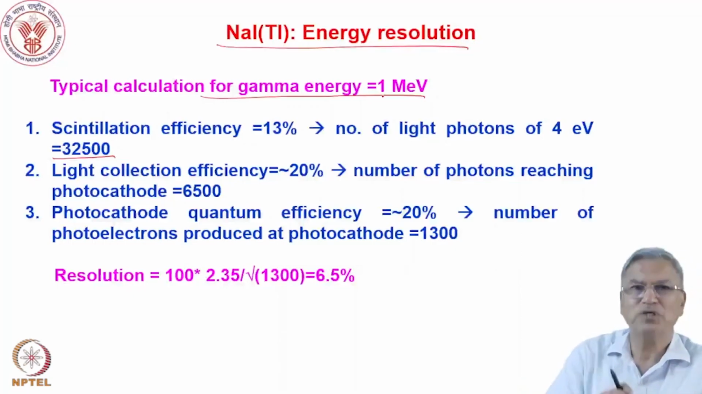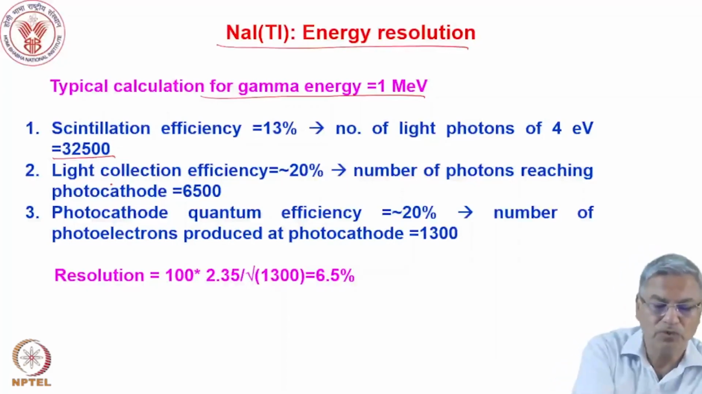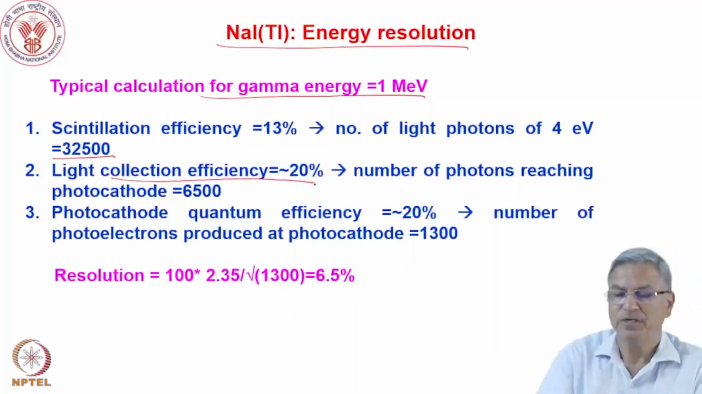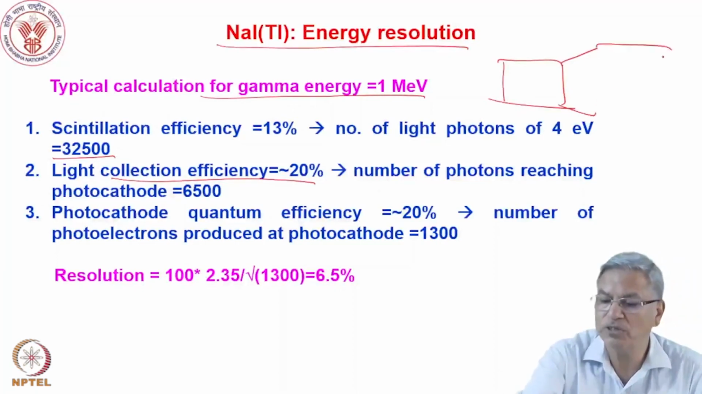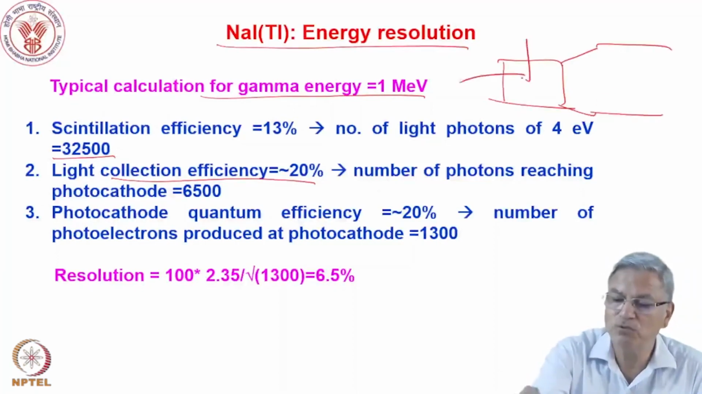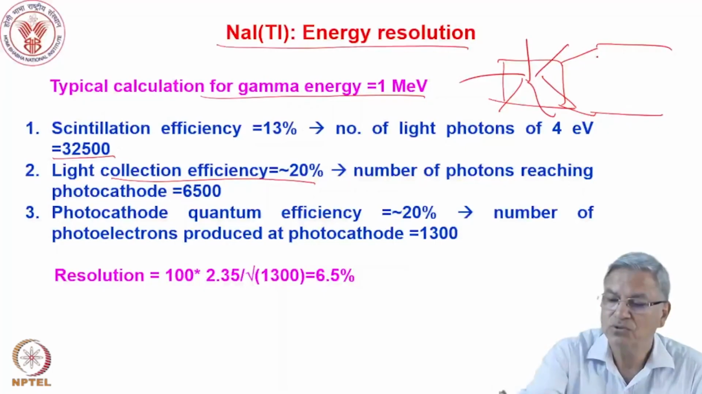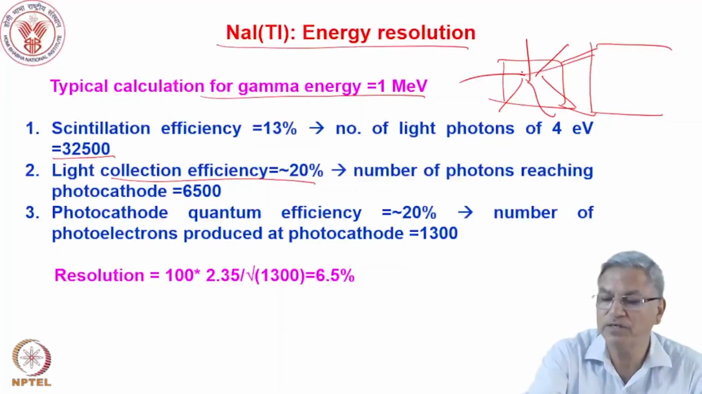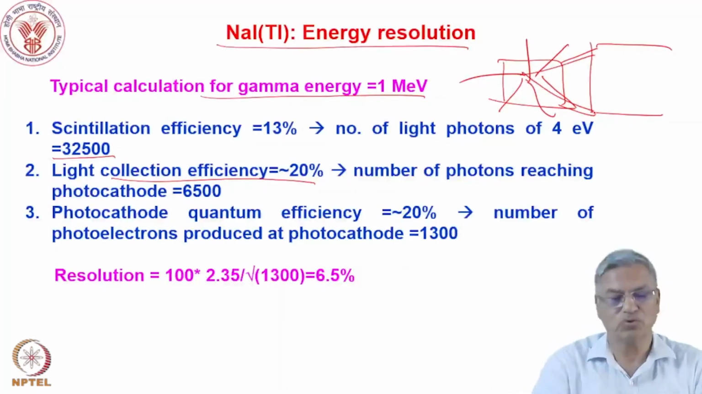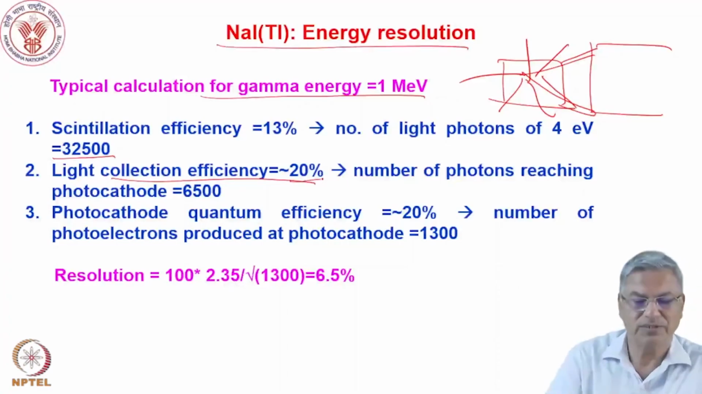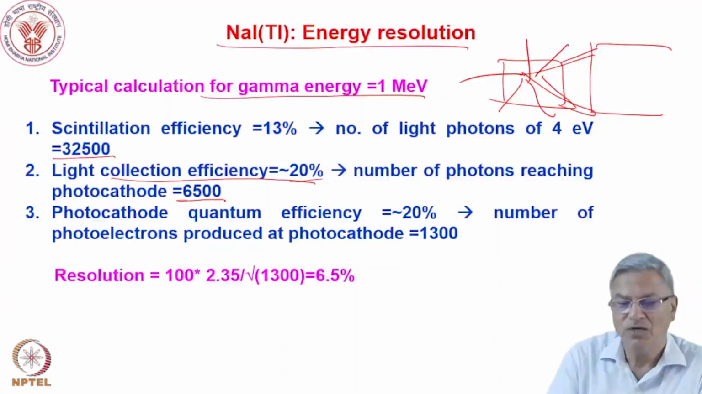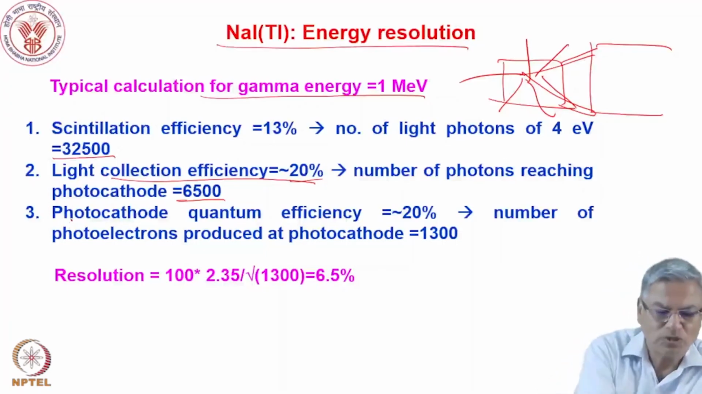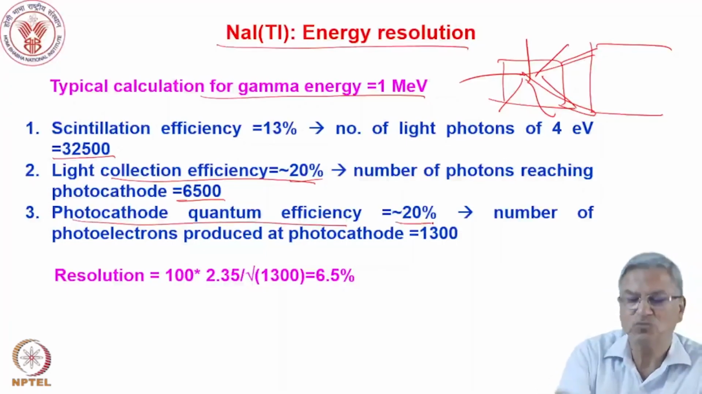Now this many photons are produced in the crystal. Are all of them going to the photocathode? Only 20% of them may reach it, because you have a crystal here and the PMT only on one side, so the light is produced in all directions and only a small fraction reaches the photocathode. Let us say that is 20%. So out of 32,500, only 6,500 reach the photocathode, and then the photocathode has its own quantum efficiency, say 20%.